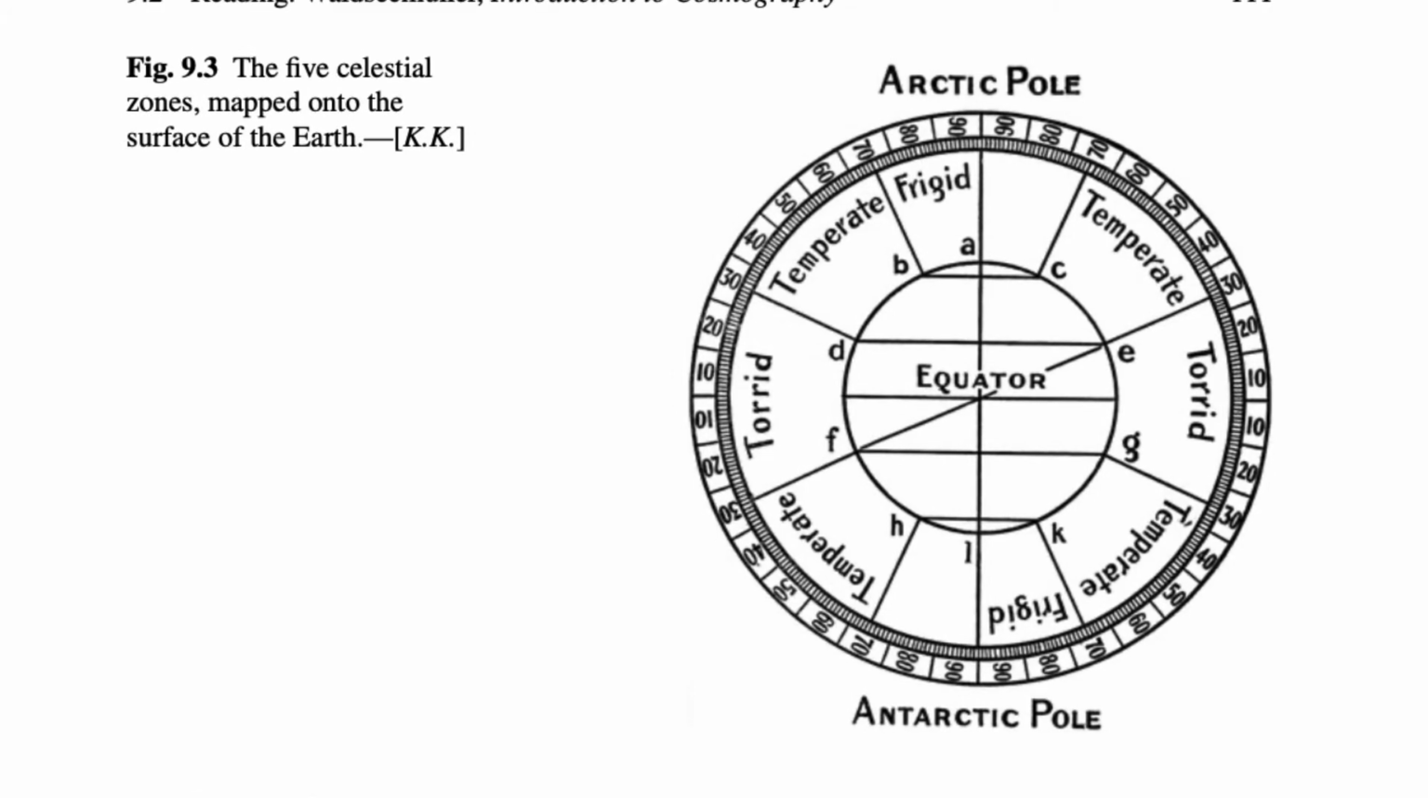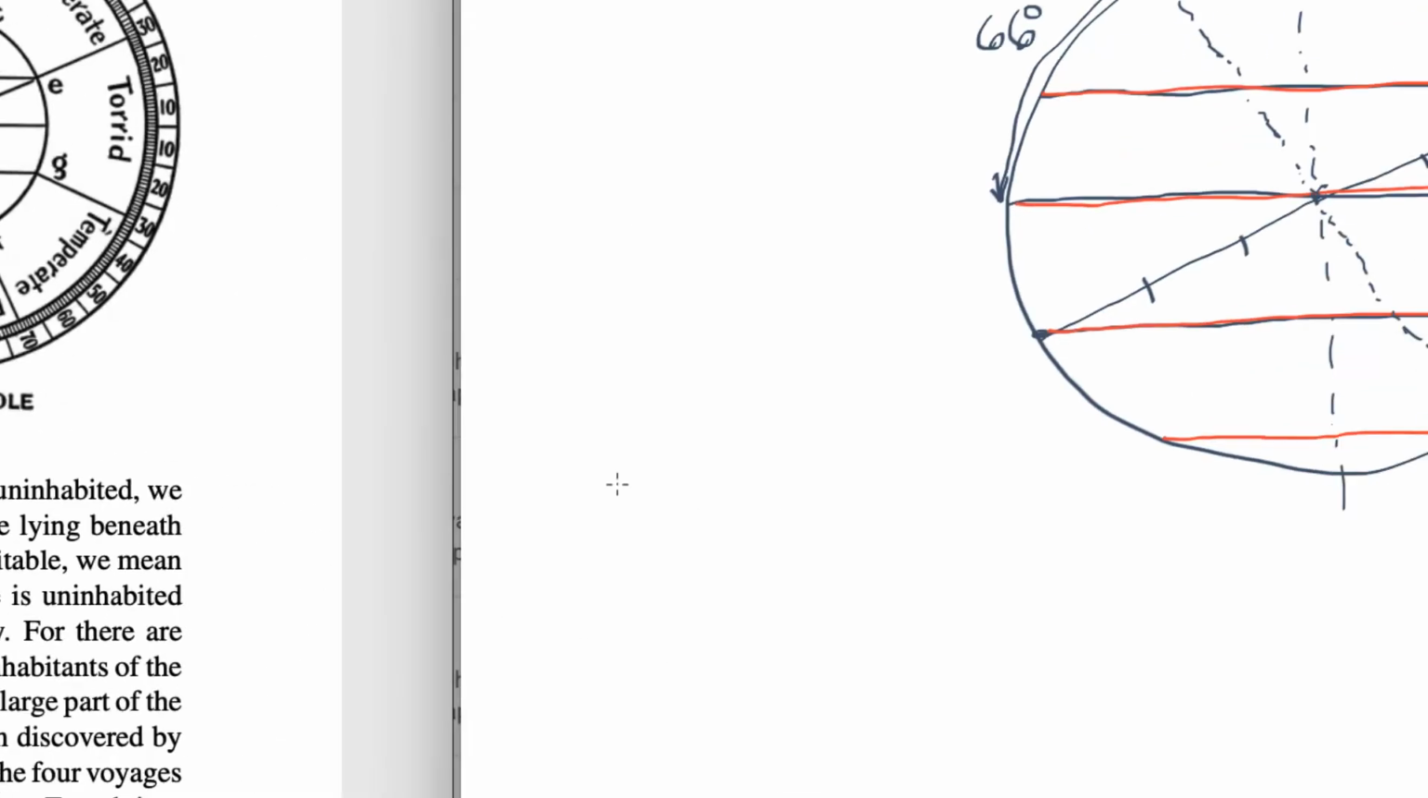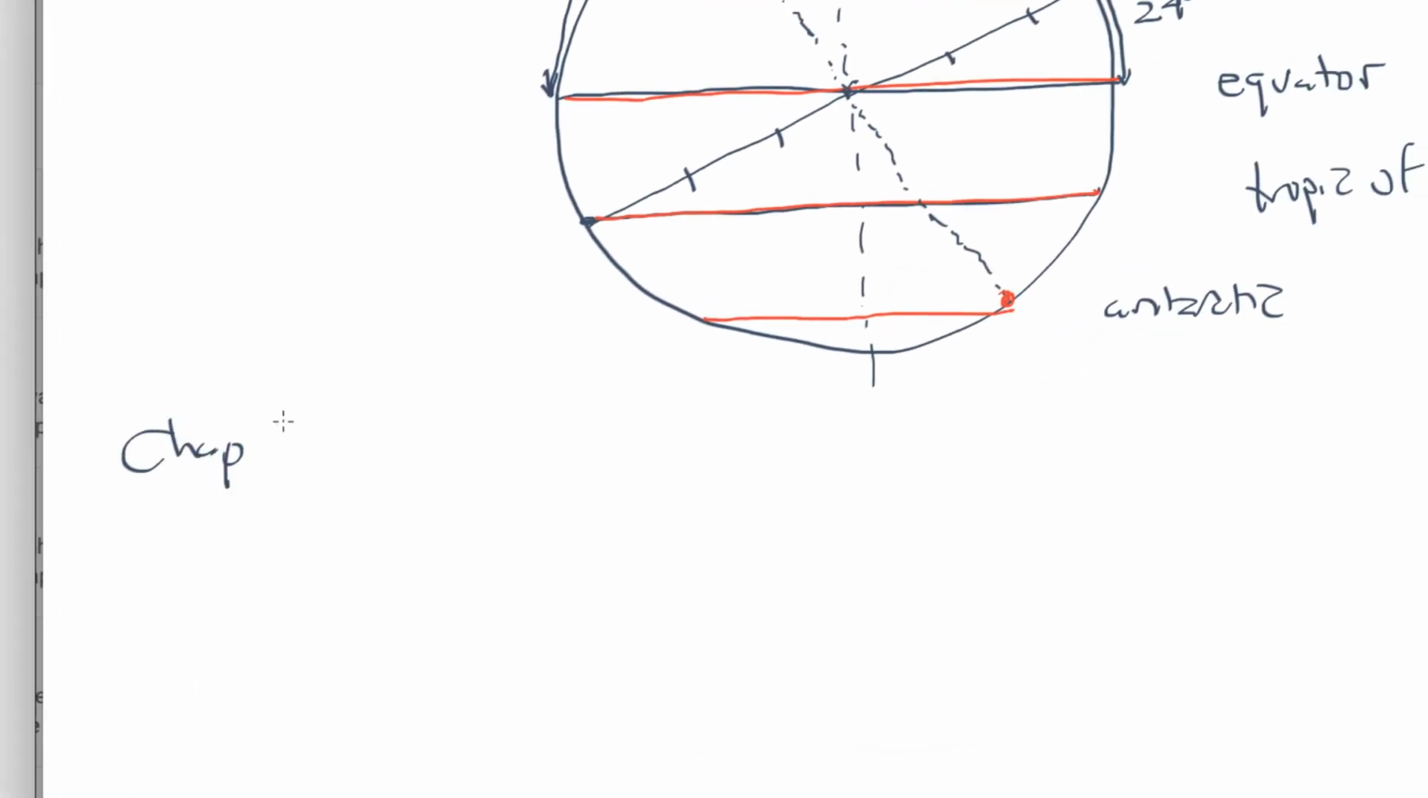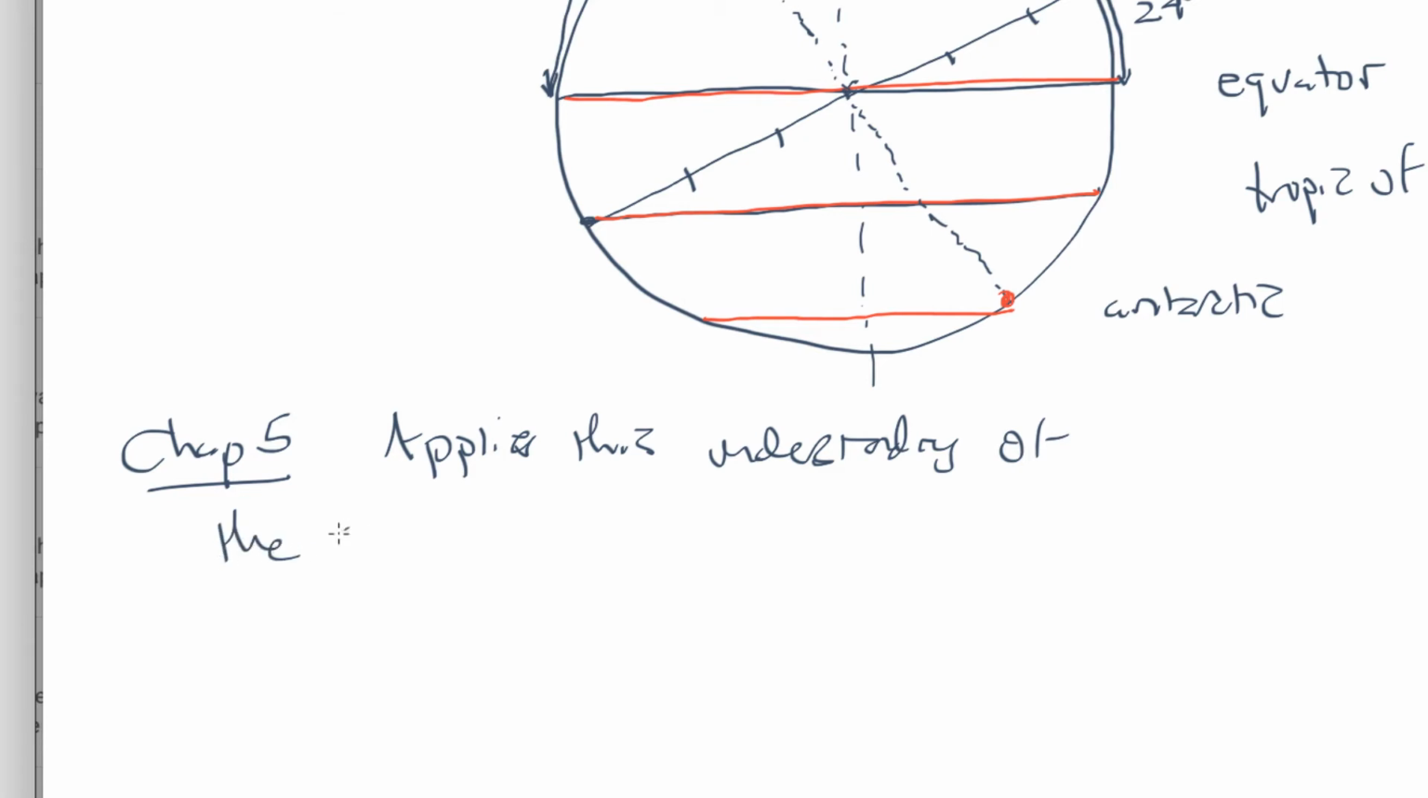So if this stuff up here that I've discussed was in chapter 4 on the zones of the celestial sphere, now in chapter 5, what he's doing is he's applying this understanding of the celestial sphere to the surface of the Earth.